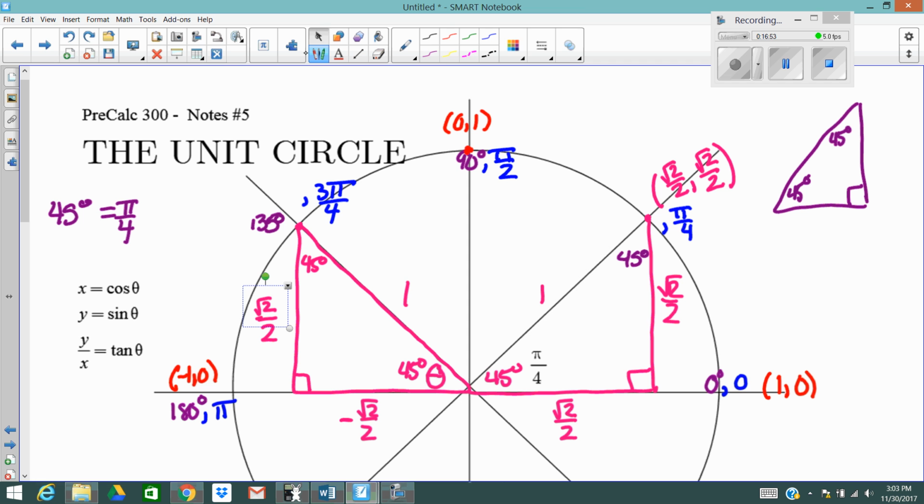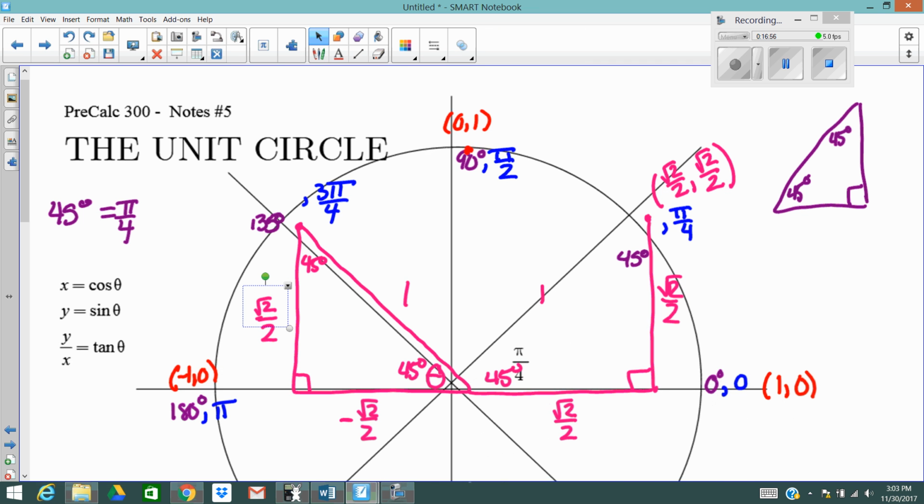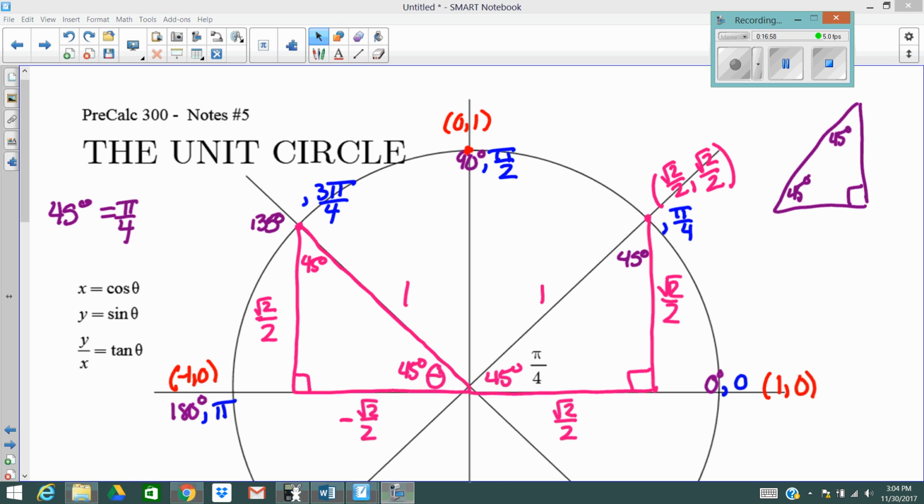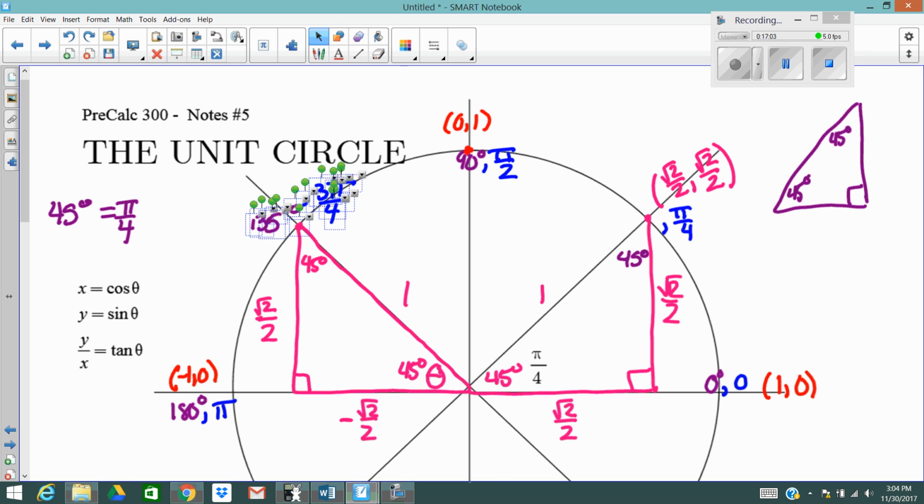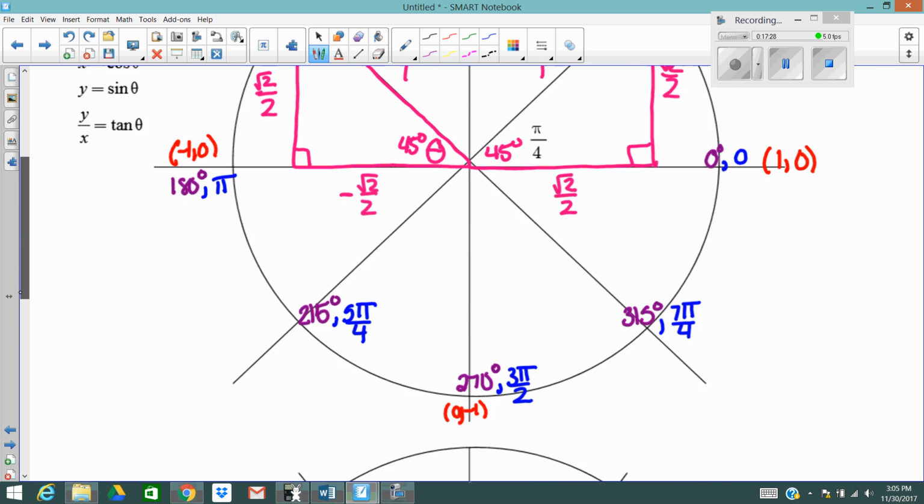So the coordinates of this point, all right, let me move this out of the way some more. Well, that's just not going to move. So this coordinate is negative square root of 2 over 2, comma, square root of 2 over 2. X is cosine, so cosine is adjacent over hypotenuse. Y is sine, so sine is opposite over hypotenuse. And I can continue.